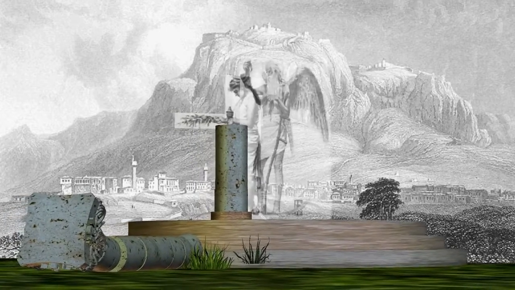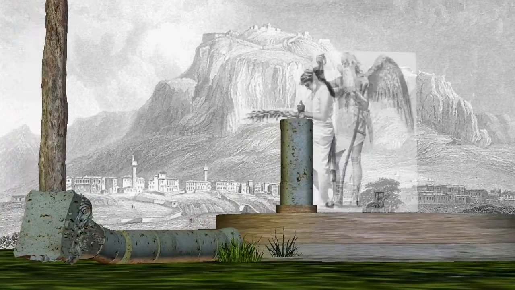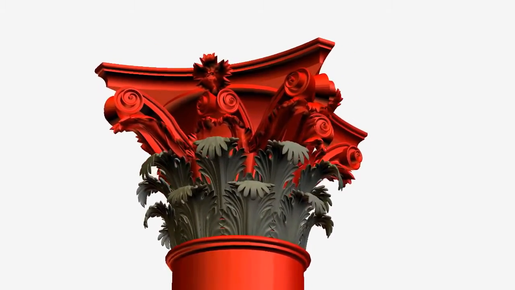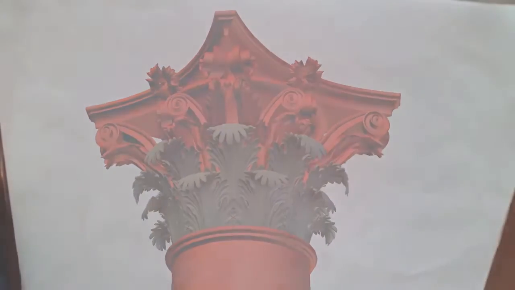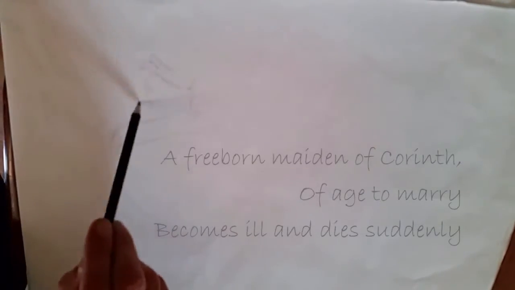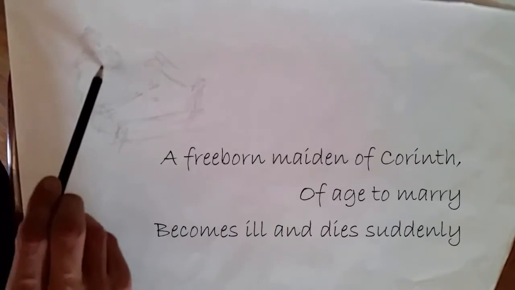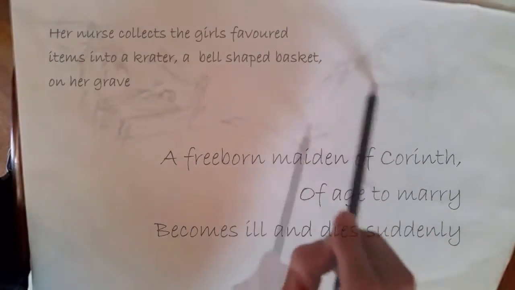So the broken column, usually depicted as a fallen Corinthian column, gives us another link to other funerary rituals and traditions. Here we see a Corinthian order column, the last of the three Greek orders to be introduced, and the leaves there are of acanthus, most notably. The connections with the Corinthian column and the acanthus go back at least to the 5th century BC and the origins of the Corinthian order of architecture.